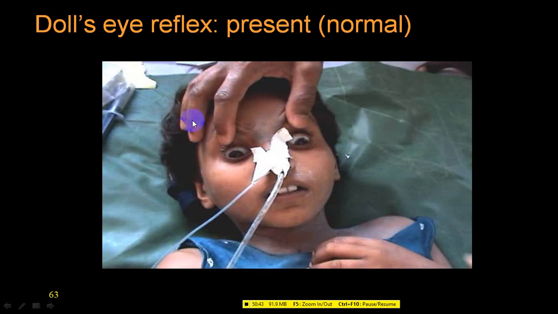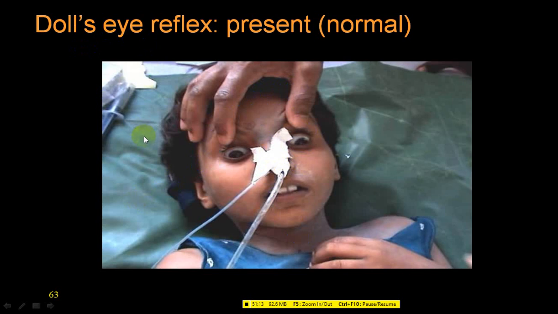When you rotate the head to the right side, the eyeball will move to the left side. So when you rotate the head to one side, the eyeball will move to the opposite side. When you move the head towards the left side, the eyeball will rotate towards the right side. When you flex the neck, the eyeball will go up. When you extend the head, the eyeball will roll down. If these movements are absent, we call doll's eye movement absent.